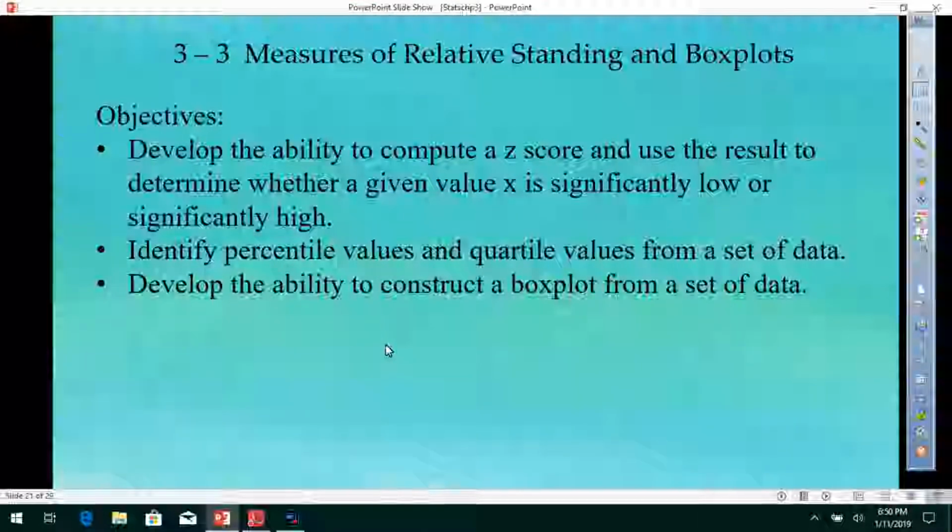Statistics Lesson 3-3, Measures of Relative Standing and Boxplot. The objectives: develop the ability to compute a z-score and use the result to determine whether a given value x is significantly low or significantly high. Identify percentile values and quartile values from a set of data. Develop the ability to construct a box plot from a set of data.